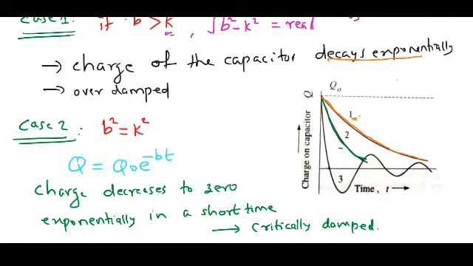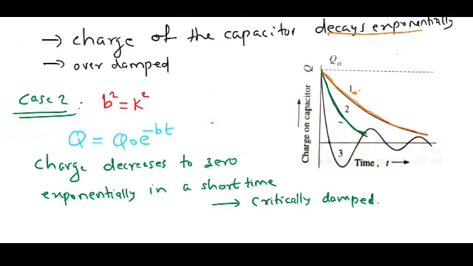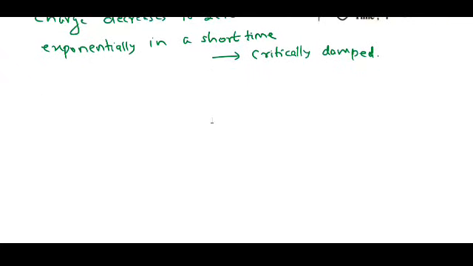Fine. That is, case 2 is the critically damped case. Now let us go to case 3. Case 3 is nothing but b square less than k square.